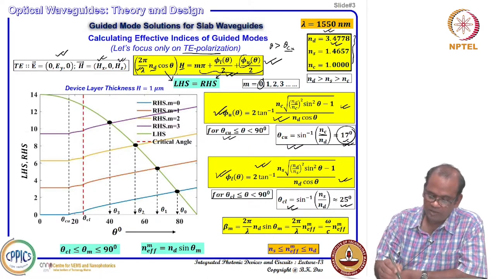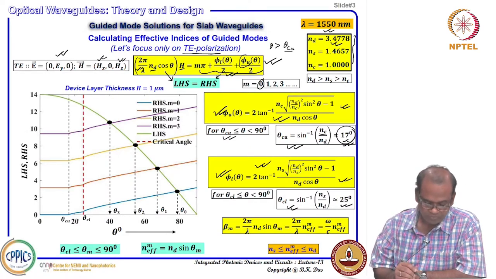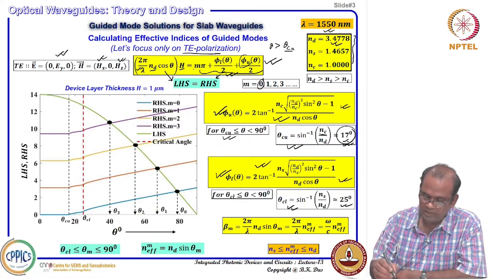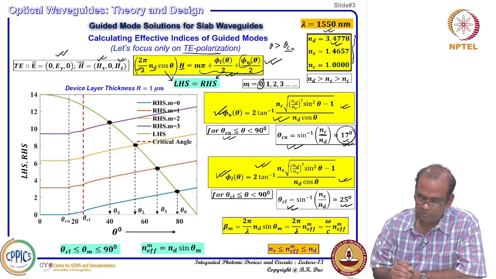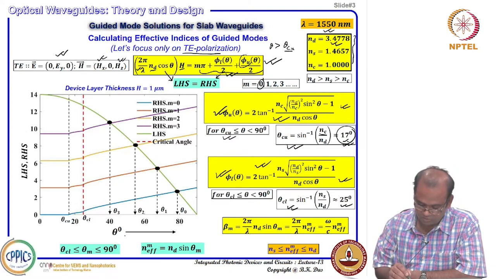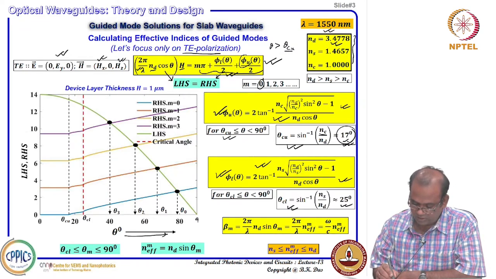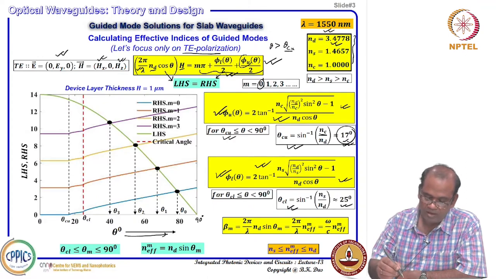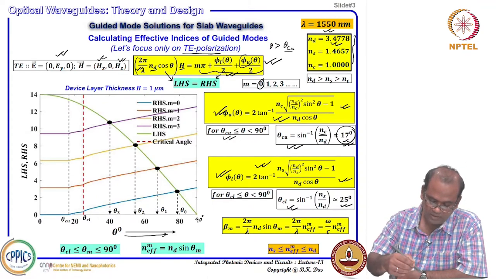We can plot the left-hand side as a function of theta and the right-hand side also as a function of theta for each value of m, and then the intersections will be the solutions. For example, if I plot the left-hand side here, this is the curve, a cosine function of theta. This is theta in degrees, showing 0 to 90 degrees. The left-hand side is a cosine function, and at theta equal to 0 it will be maximum.